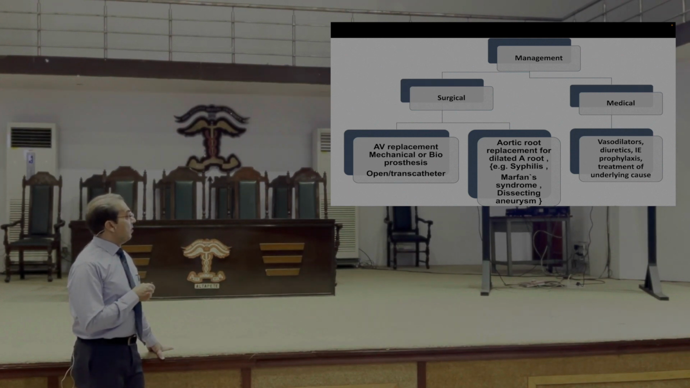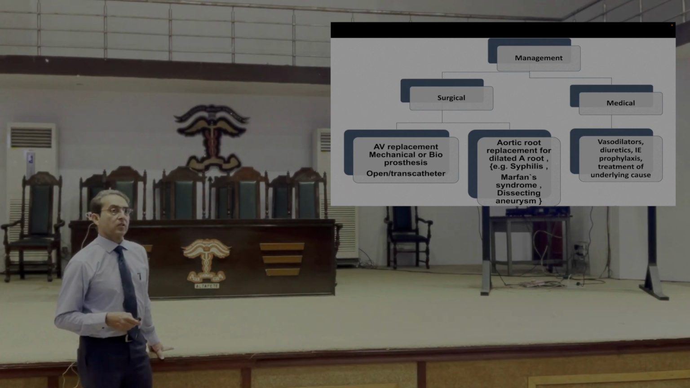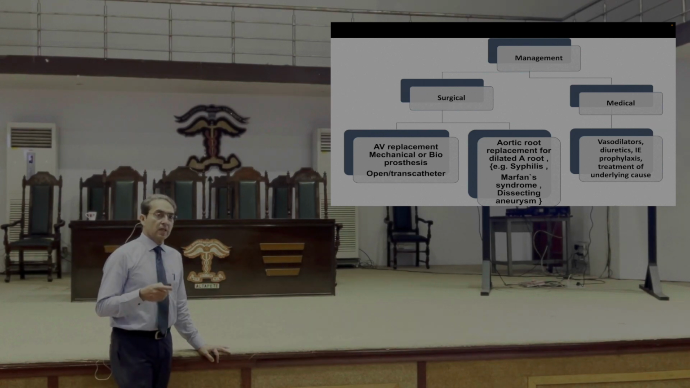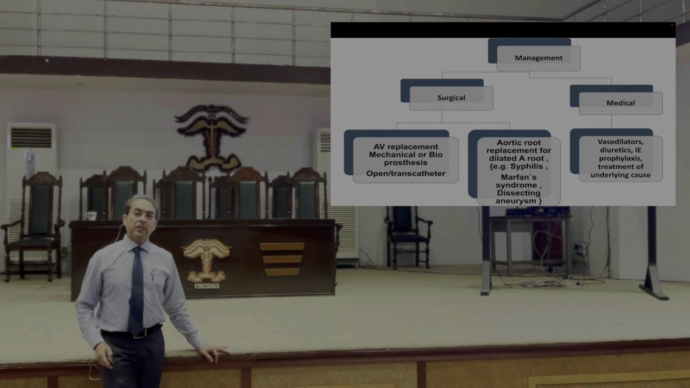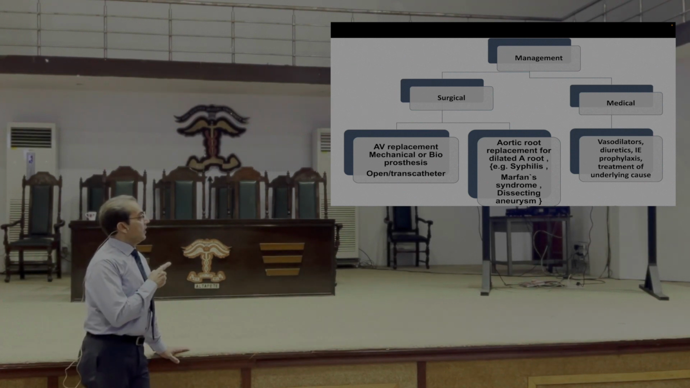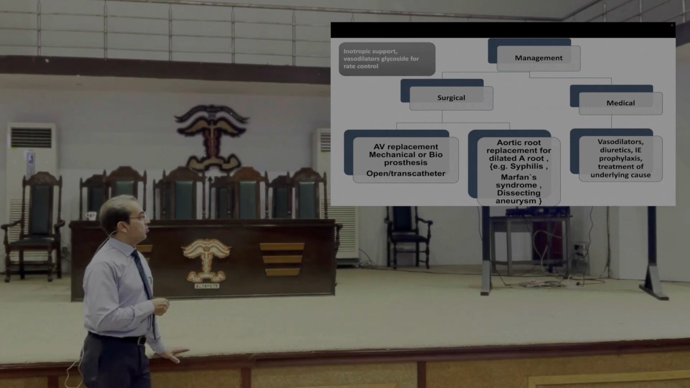The replacement by mechanical or bioprosthetic valve can be open and it can be transcatheter. The transcatheter replacement is being done in our country, in Karachi, and I think they have started at the PAC as well. Aortic root replacement is done if the aortic root is dilated, for example, in syphilis, Marfan syndrome, or dissecting aortic aneurysm.